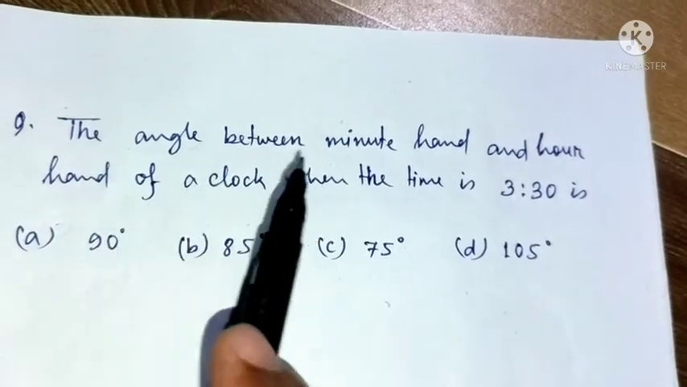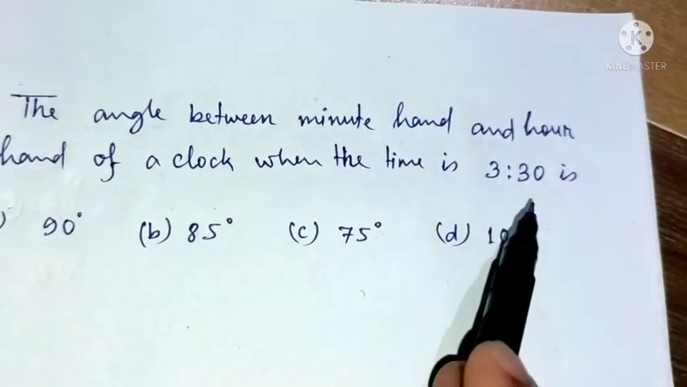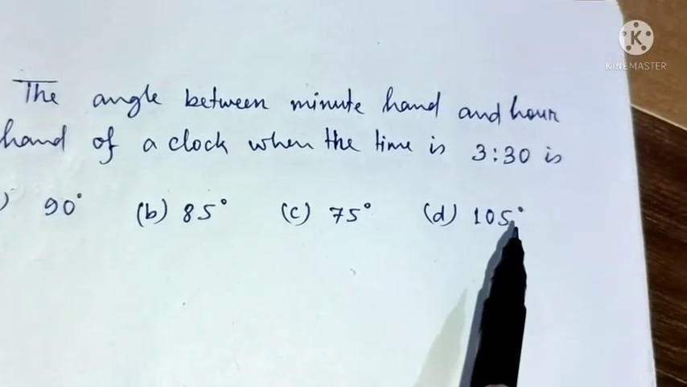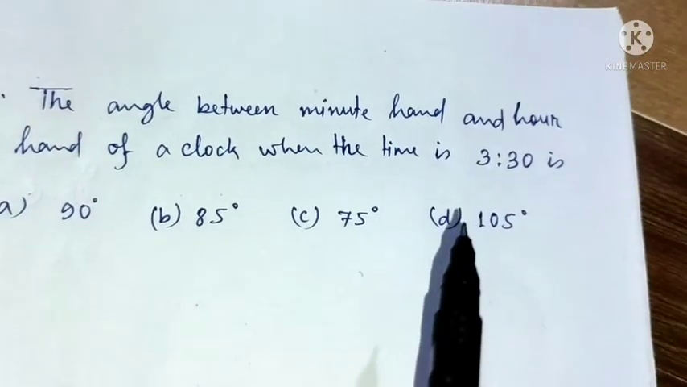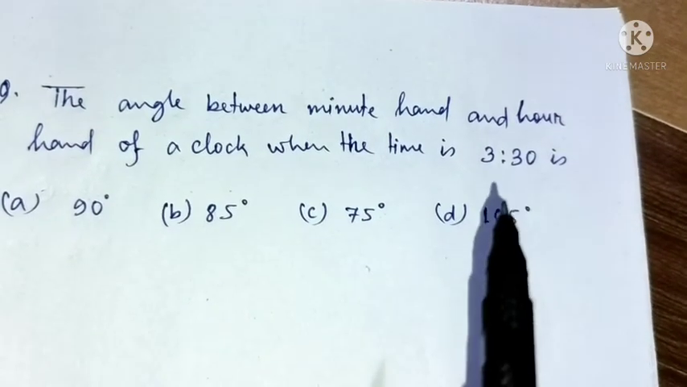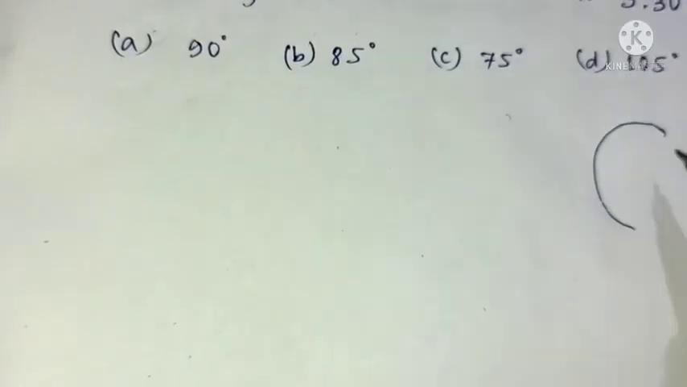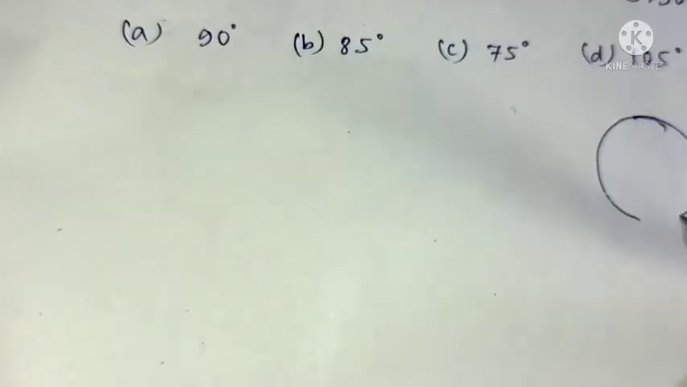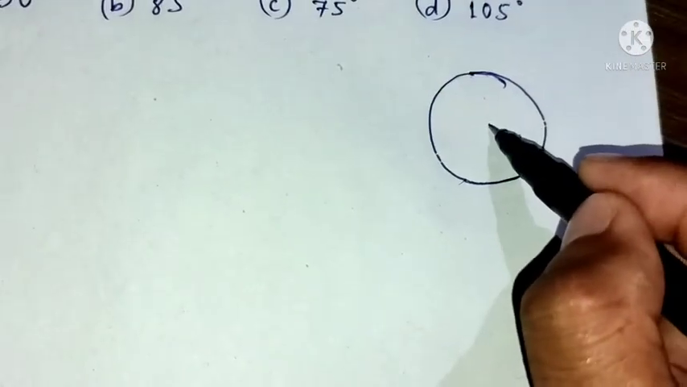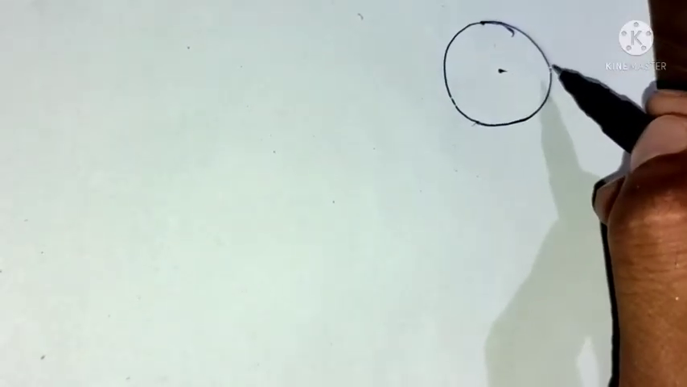The angle between the minute hand and the hour hand of a clock when the time is 3:30 is: options given are 90 degrees, 85 degrees, 75 degrees and 105 degrees. Which is the correct option here? One more thing to see in this question, after drawing the figure you can understand: in earlier examples the hour hand was before the minute hand, but in this case the minute hand is before the hour hand. Here it is 3:30, right?